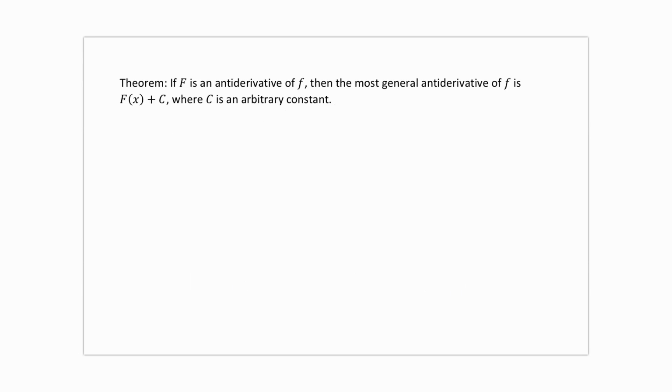So as a theorem, we can say that if capital F of x is an antiderivative of little f of x, then the most general antiderivative of f is going to be capital F of x plus c, where c is some arbitrary constant. We're not going to prove it here, but the basic idea was you can always add an arbitrary constant and still have an antiderivative.